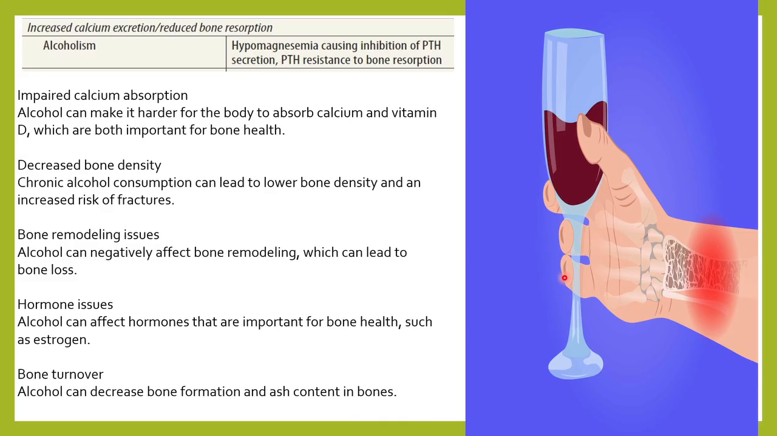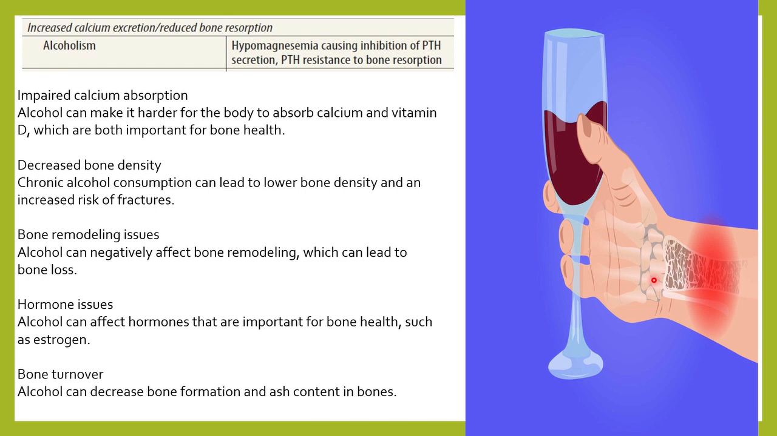The next cause of hypocalcemia is alcoholism. Alcoholism impairs calcium absorption. It makes it difficult for the body to absorb calcium and vitamin D, which are very important for bone health. Because of this, the bone density decreases and the risk of fractures will increase.